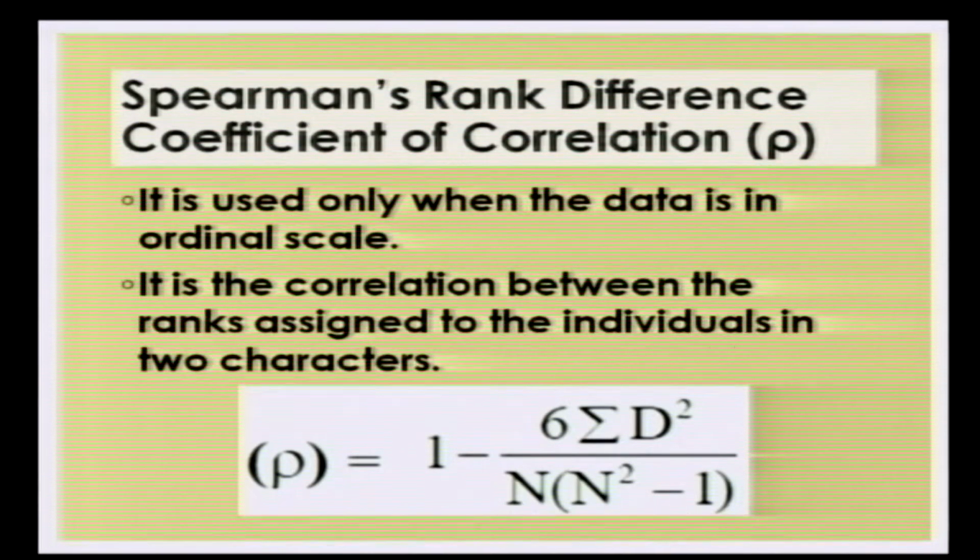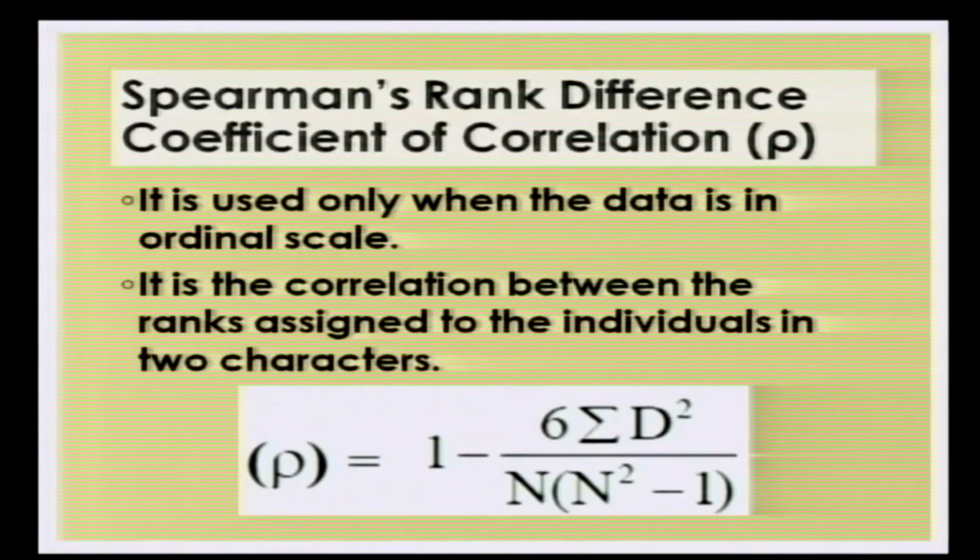D is the difference of the rank. For example, student number 1 has got 40 marks in science and his rank is first, and 32 marks in mathematics, his rank is fifth. So the difference between the ranks will be 5 minus 1 equal to 4. In this way, first we assign the ranks to each and every student in their subject, then we calculate the difference of their rank. That's why this method is known as the rank difference method.